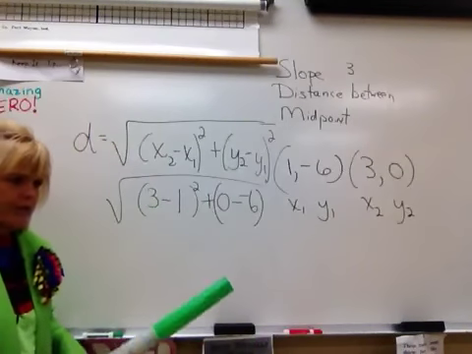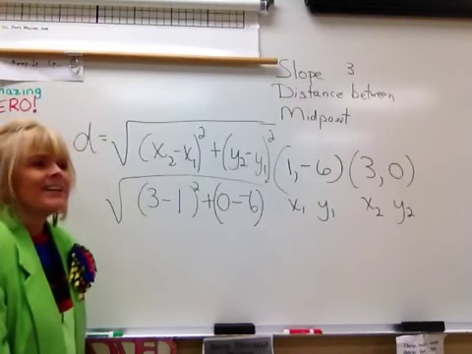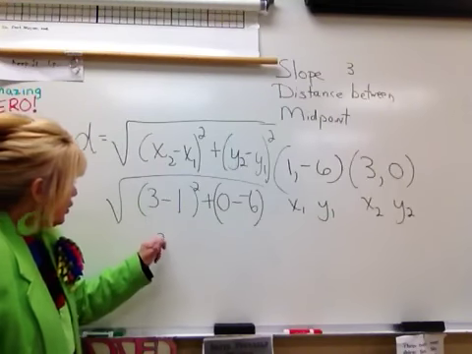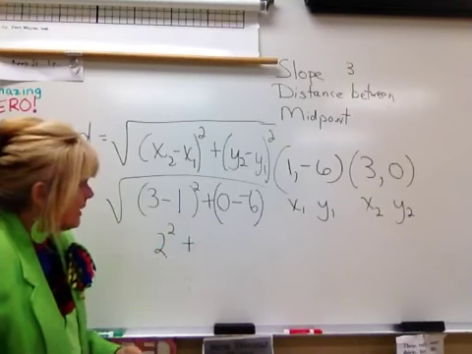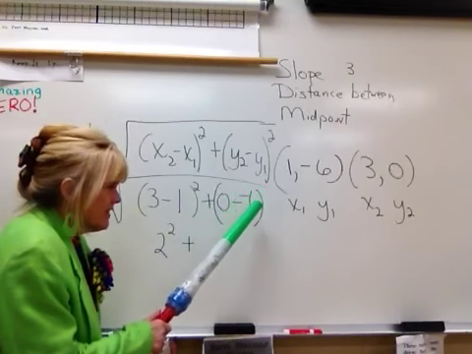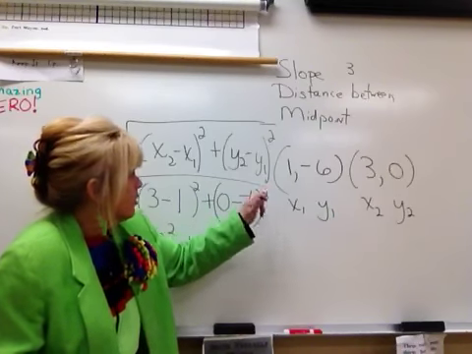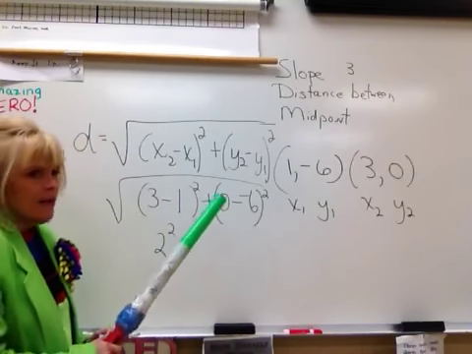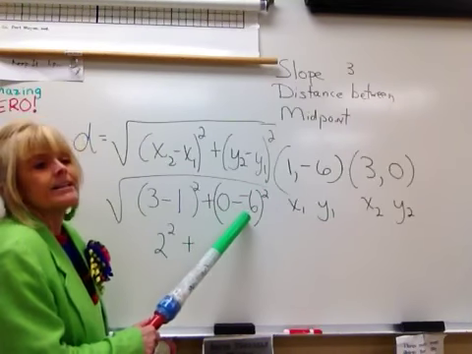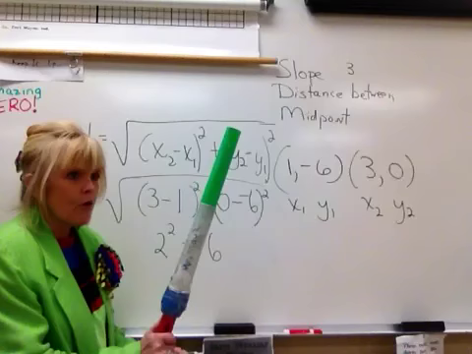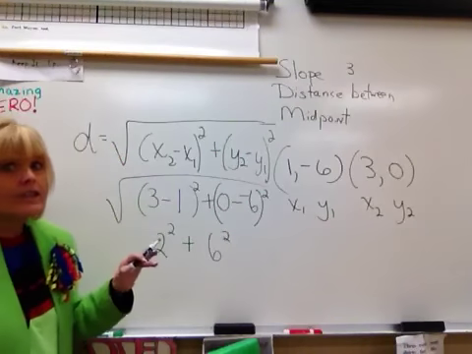And now you always do everything in parentheses first. So what's 3 take away 1? 2. So that's 2 squared. Bring down your plus sign. And if you type in 0, take away -6, oh, I forgot my little exponent. Oh my goodness, that could make you miss it. All right, 0 take away -6. If you type that, you get 6. Don't forget the little exponent of 2. And then don't forget the square root sign.